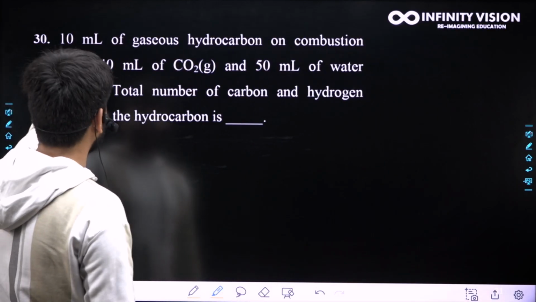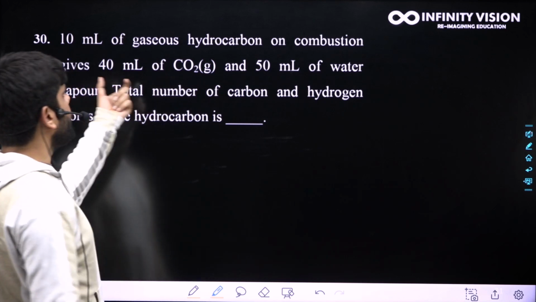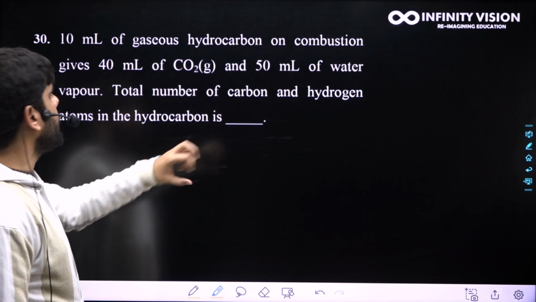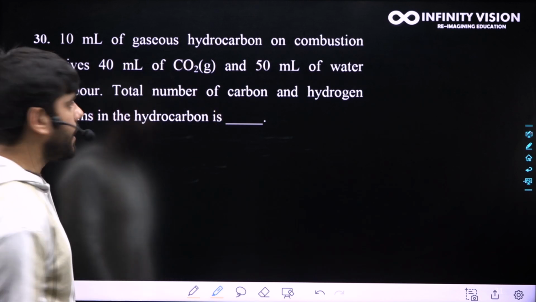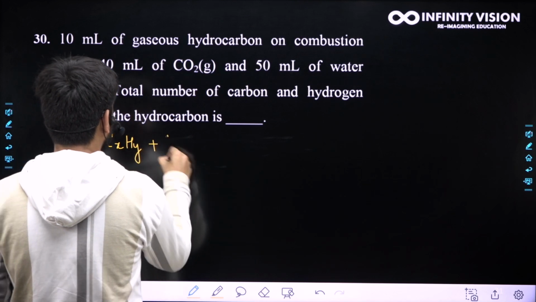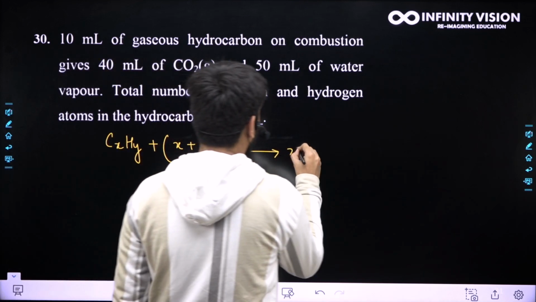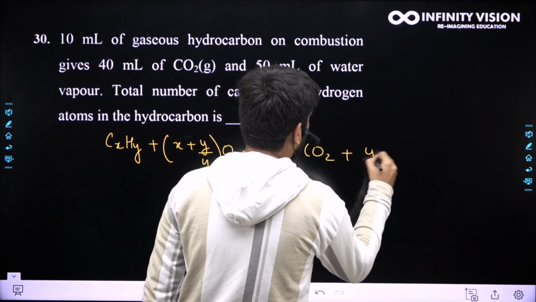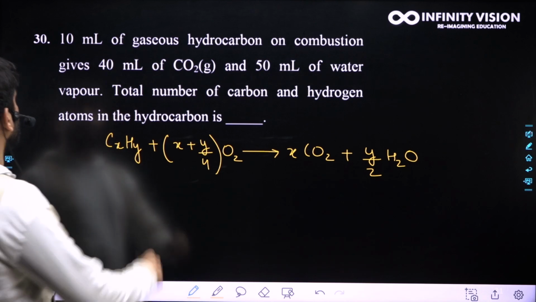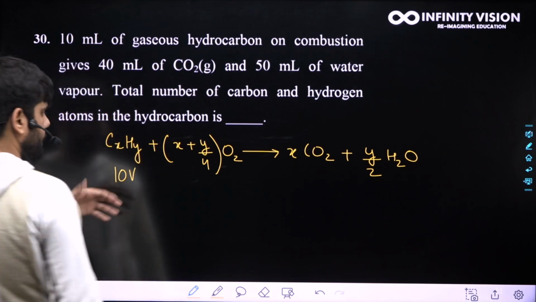So here is the last question. 10 ml of a gaseous hydrocarbon on combustion gives 40 ml of CO2 gas and 50 ml of water vapor. The total number of carbon and hydrogen atoms in the hydrocarbon is? All right, so we have CxHy, and we can write the combustion reaction like this. It gives you x of CO2 plus y by 2 of H2O, right? So it is given 10 ml, let us say 10 volume.